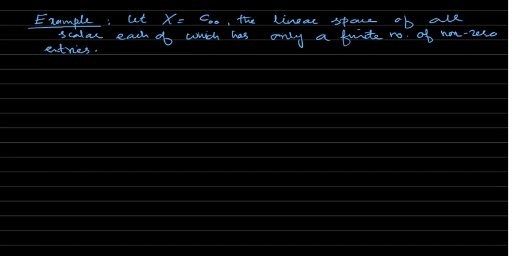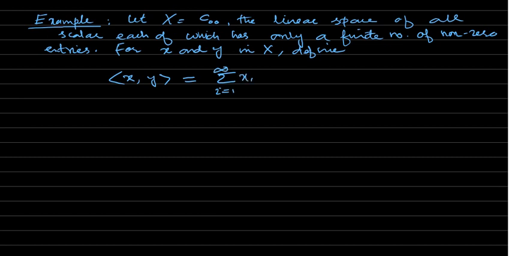Now, for x and y in this capital X, we define the inner product of x and y as the summation, i runs from 1 to infinity, of xi times yi conjugate. Here x is the sequence xi, and y is the sequence yi. They are both sequences with scalar entries, meaning they are from the scalar field. This sum is always finite because only finitely many terms are non-zero.